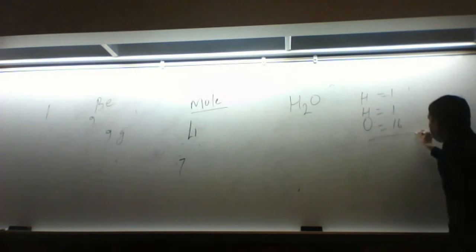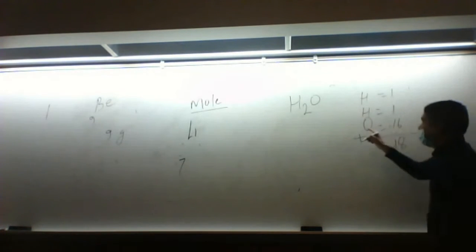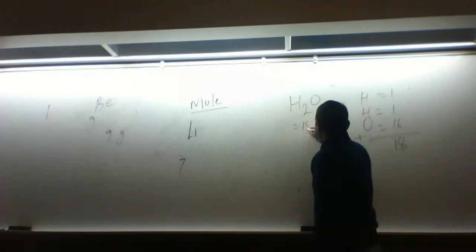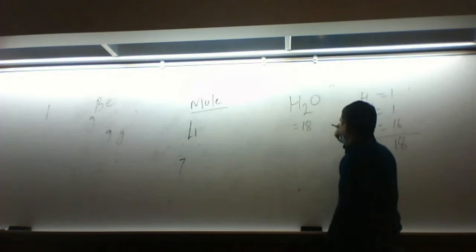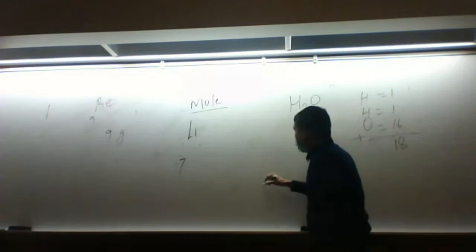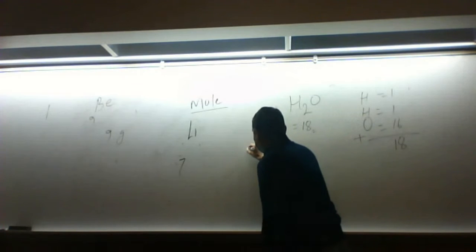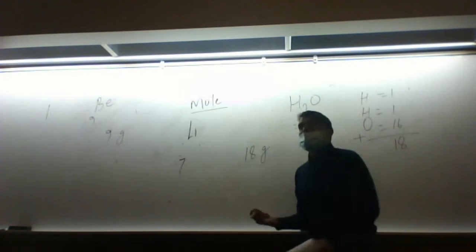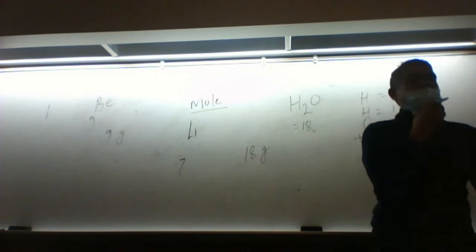So how much is this one? Now add all those. So what is the mass? 16, 17, 18. So 18. So water has 18 mass. This is called the molecular weight or molecular mass. So we have 18. So if you go to the laboratory and measure 18 gram of water, then you measure the 1 mole of water.